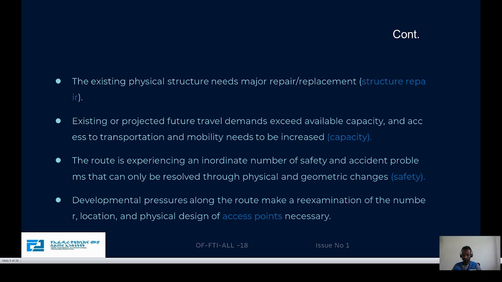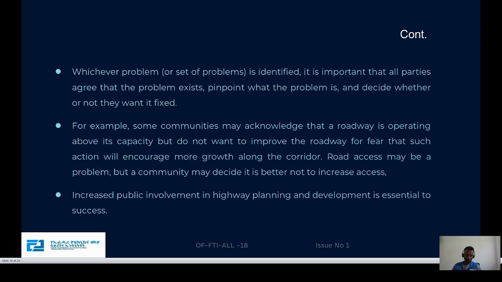Accident problems will be resolved through physical and geometric changes. We have changes, for example, the horizontal alignment, vertical alignment, as well as the stopping distance, related to safety. And also there are the development pressures along the route, requiring examination of the number, location, and physical design, which is related to the access points.